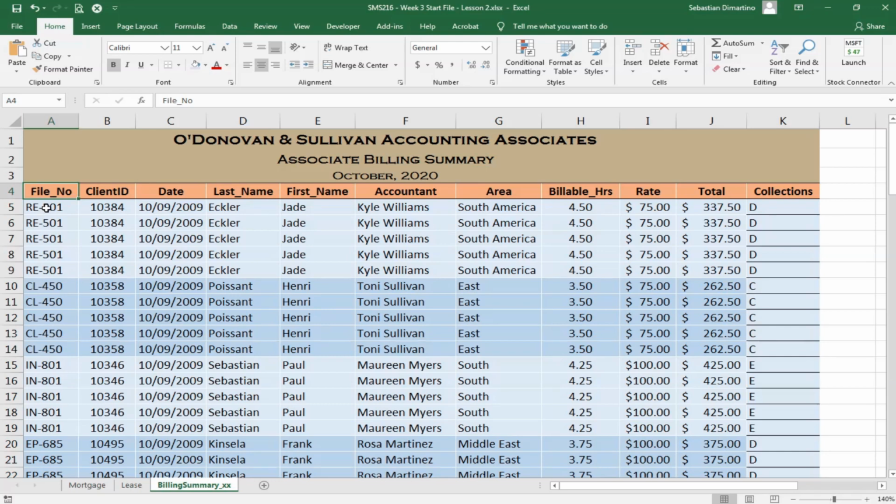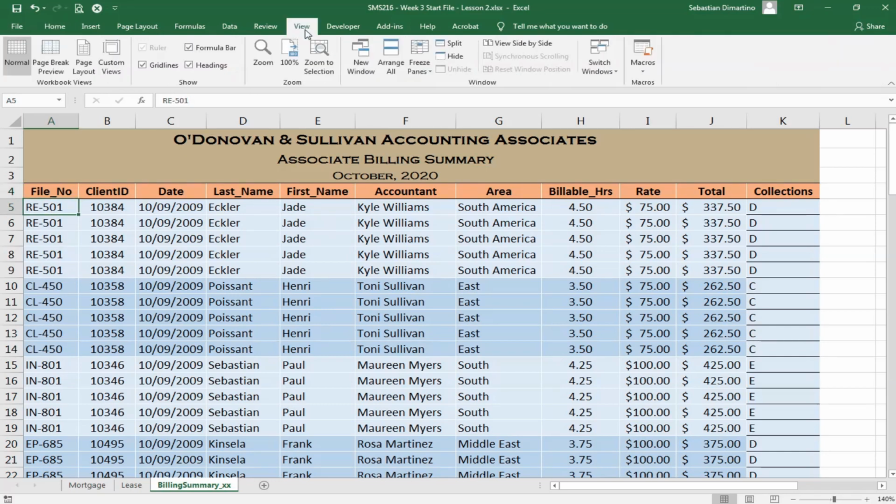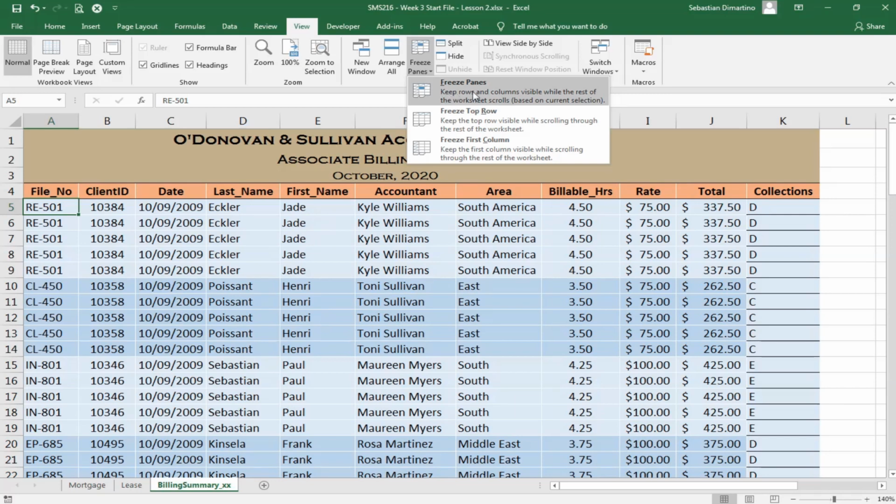So I'm going to go back to A5. I'm going to go to View at the top. I'm going to go to Freeze Panes, and I'm going to choose Freeze Panes again.